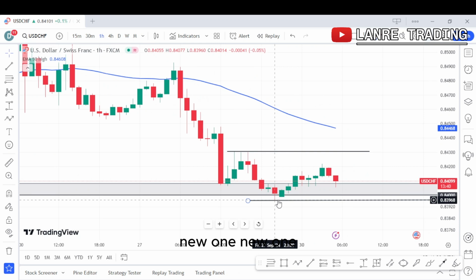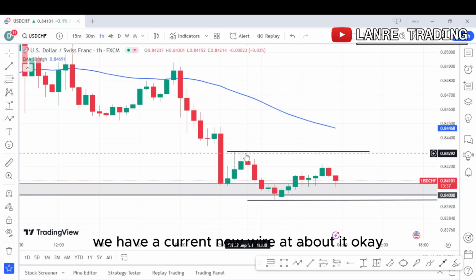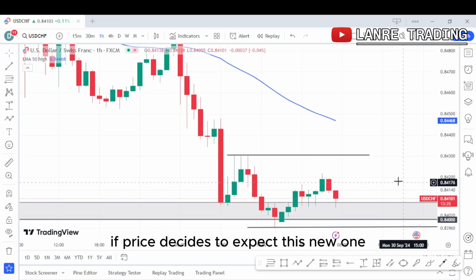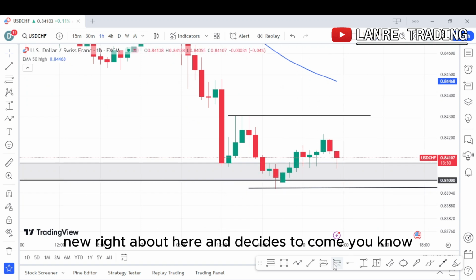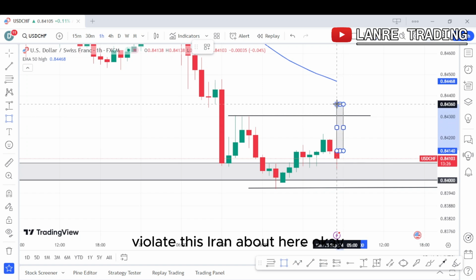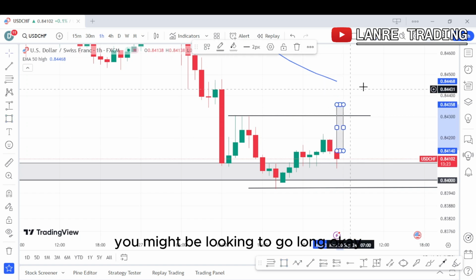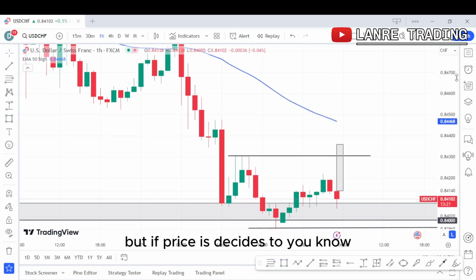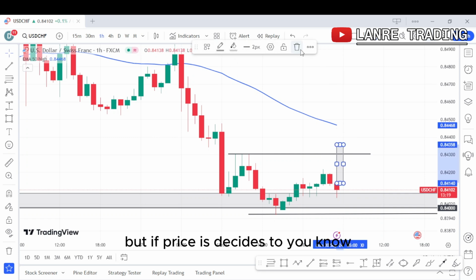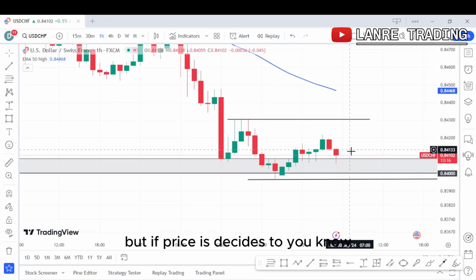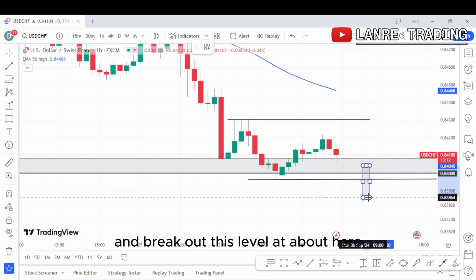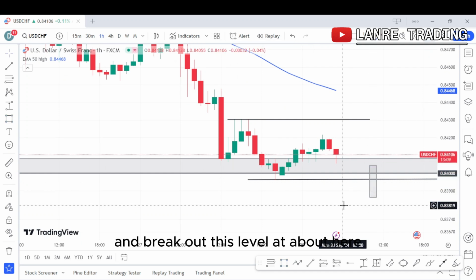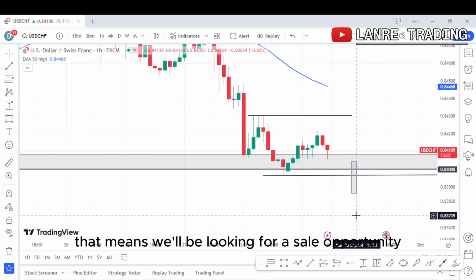we have a current lower low right about here, and we have a current lower high right about here. If price decides to respect this lower low and decides to come and violate this high right about here, you might be looking to go long. But if price decides to continue its bearish move right about here and break out this level, that means we'll be looking for a sell opportunity.